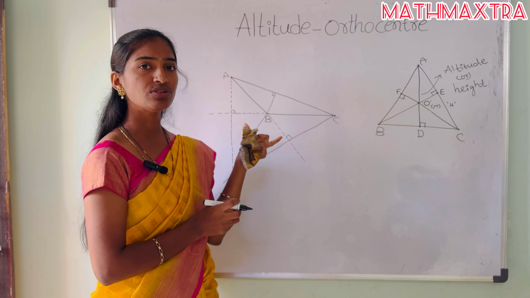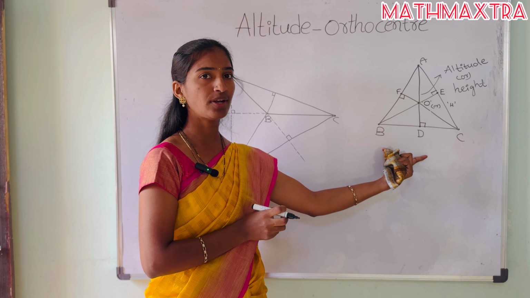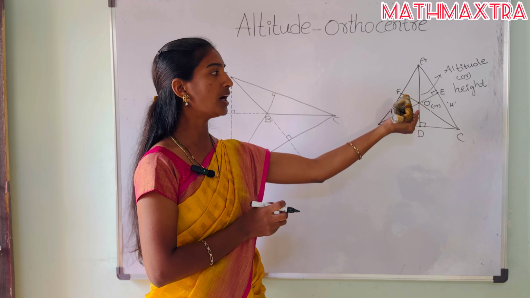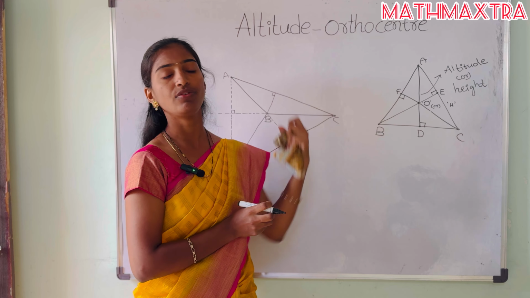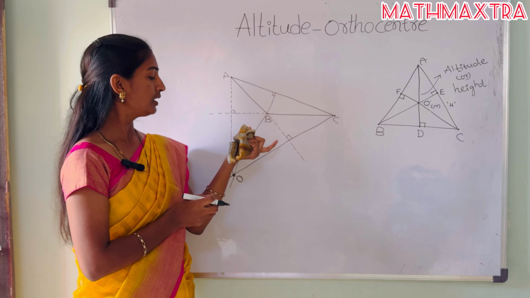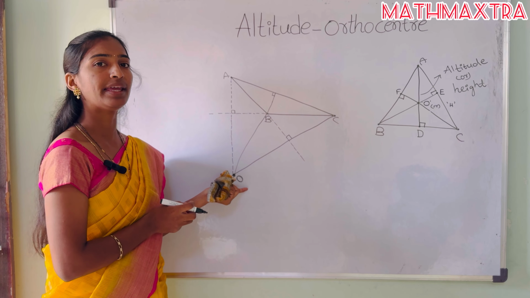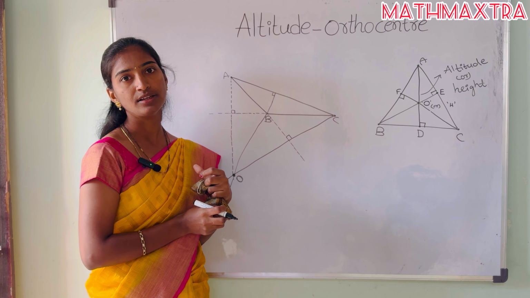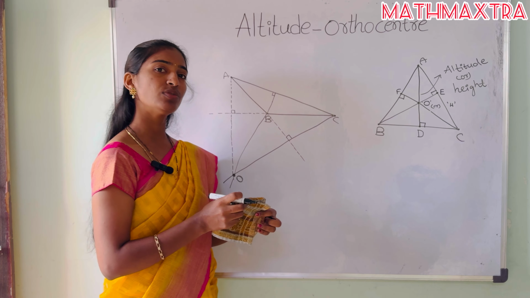But in the case of orthocenter, if you consider an acute angle triangle, what happens? The orthocenter is always interior of a triangle. In the case of obtuse angle triangle, what happens? The orthocenter is lying outside of the triangle. So you consider one more case.